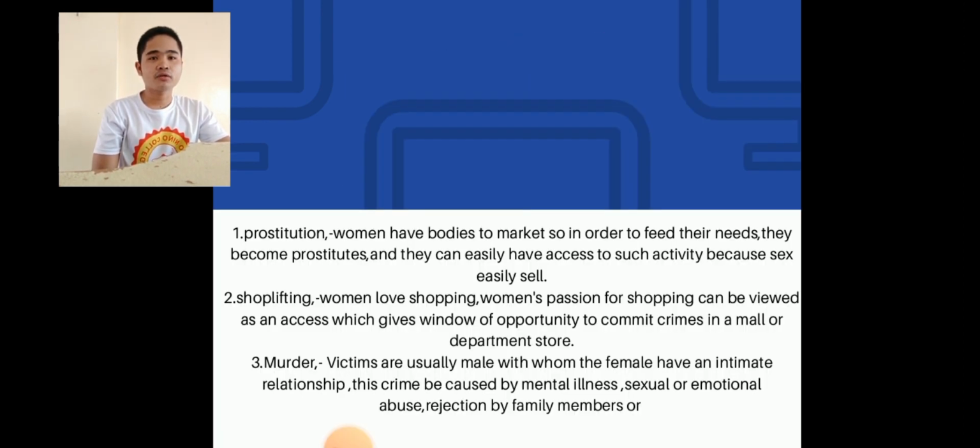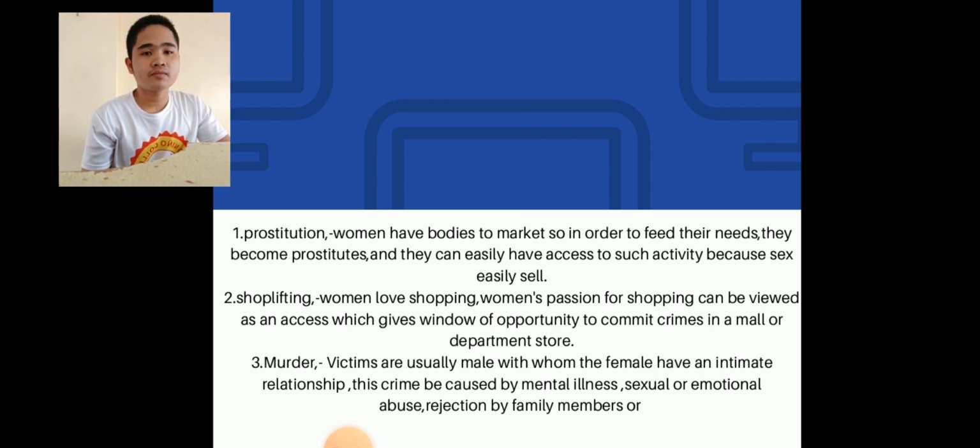Number 1, prostitution. Women have bodies to market, so in order to feed their needs, they become prostitutes and they can easily have access to such activity because it's easily seen. Number 2 is shoplifting. Women love shopping. Women's passion for shopping can be viewed as an access which gives a window of opportunity to commit crimes in a mall or department store. And the last is number 3.